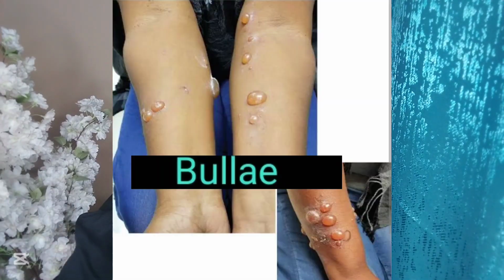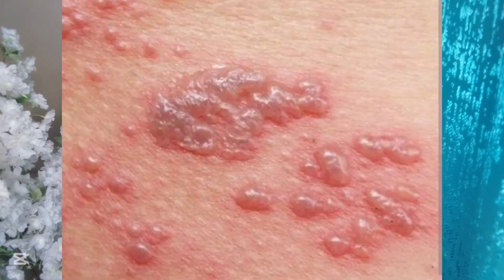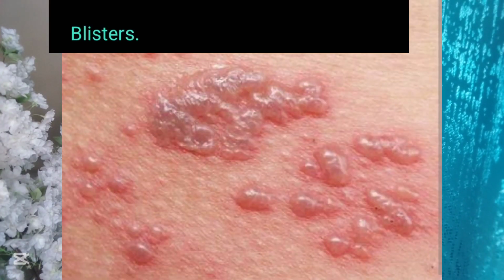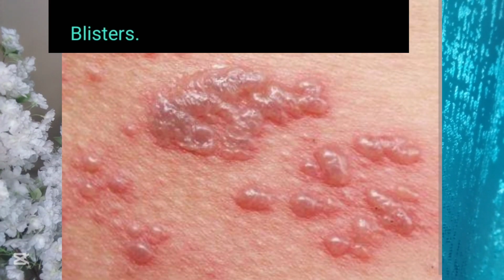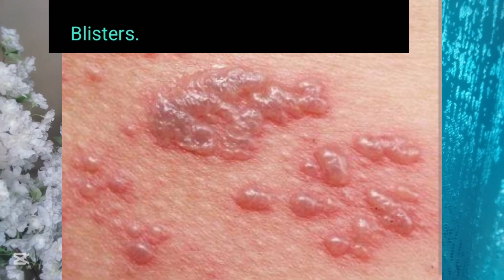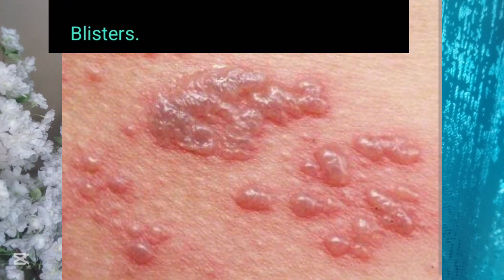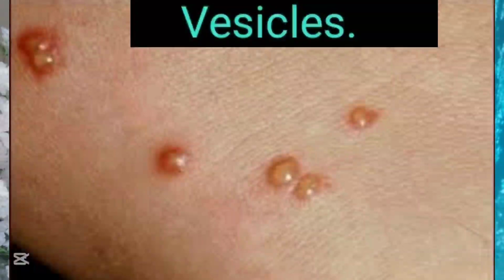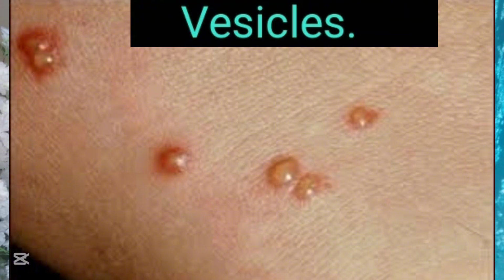Bullae are just swellings on your skin that contain clear fluid, and they are usually more than 1 centimeter in size. Blisters are also swellings that occur on your skin, and they can contain clear fluid, but sometimes they can contain blood. They vary in size, but most of the time they are about 3 centimeters, but they can also be more than 3 centimeters in size. The vesicles are also small swellings that occur on your skin, and they contain clear fluid, and their size is usually 1 centimeter or less.